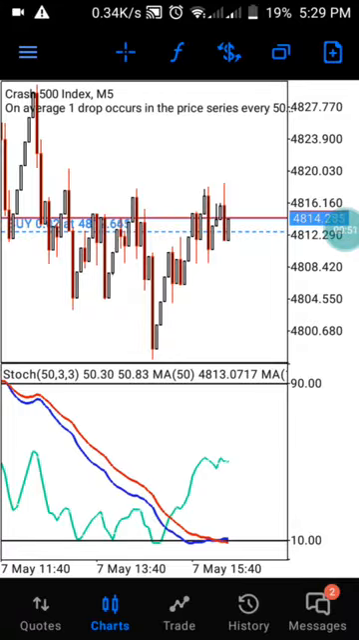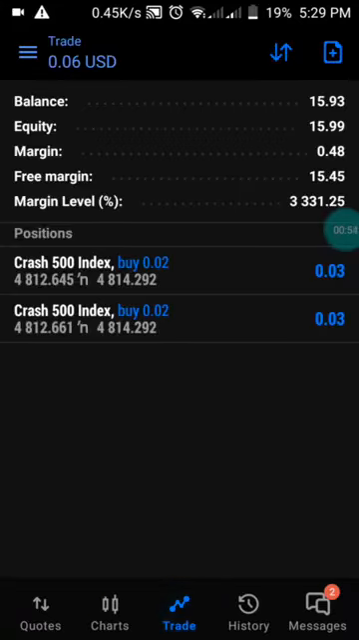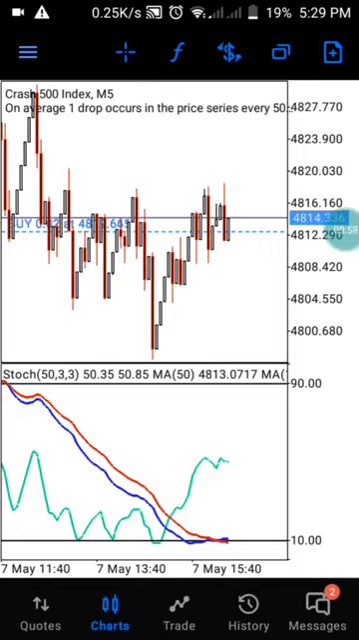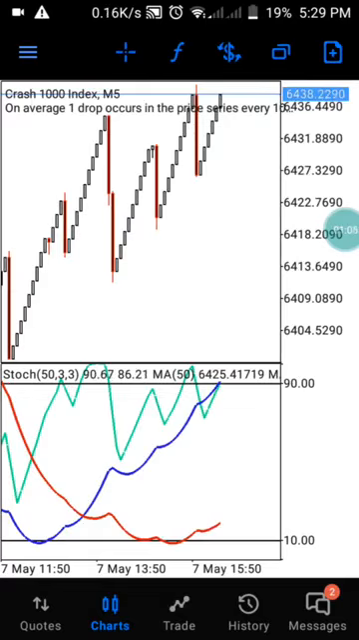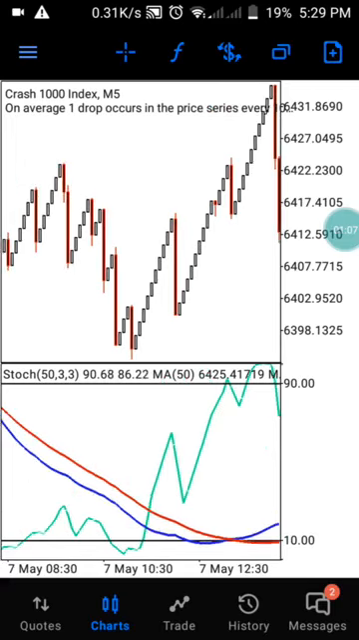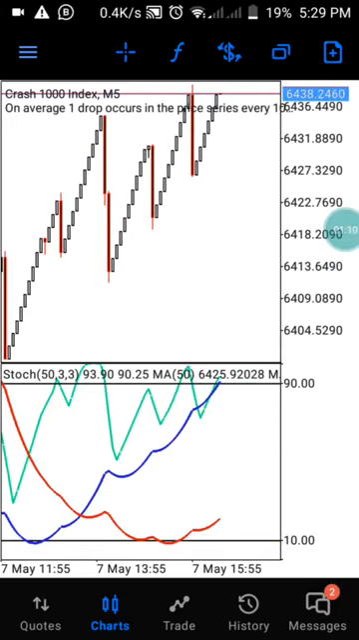And guys, as you can see, this is just a $5 account, and I'll be able to grow it up to a $15 account. Currently we have a trade that is running, so I'm going to show you this particular strategy, and it's really working for me, so that you guys can also set it up on your phone. This strategy only works on Crash 1000 and Crash 500.